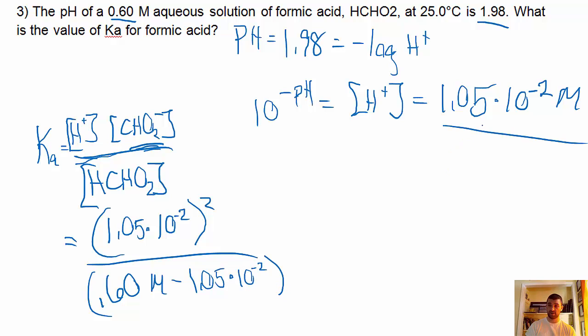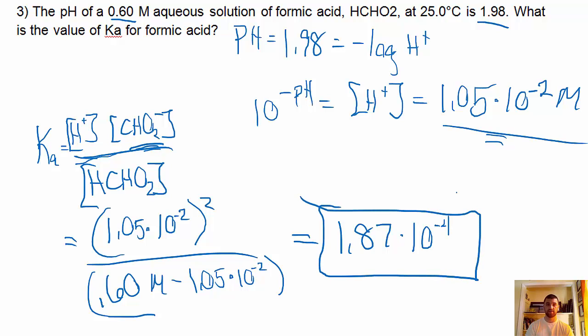Right? Because I just found that here. That's how much broke apart to become H+ and CHO2-. So I know that I don't have 0.6 molar anymore because I lost some of it. So now I just plug and chug, use a calculator, and you get 1.87 times 10 to the minus 4 as my Ka. So that's my final answer.